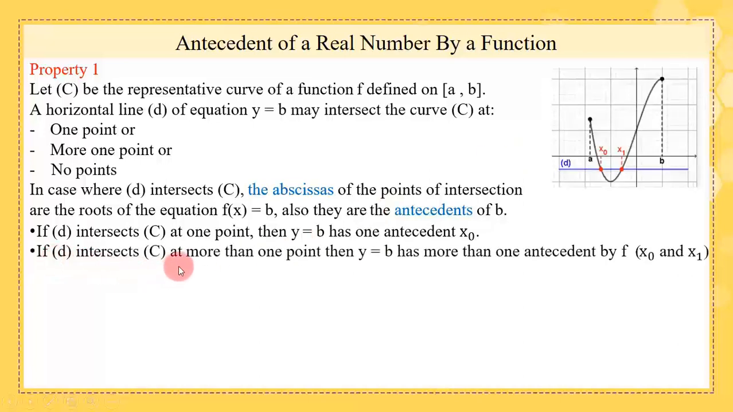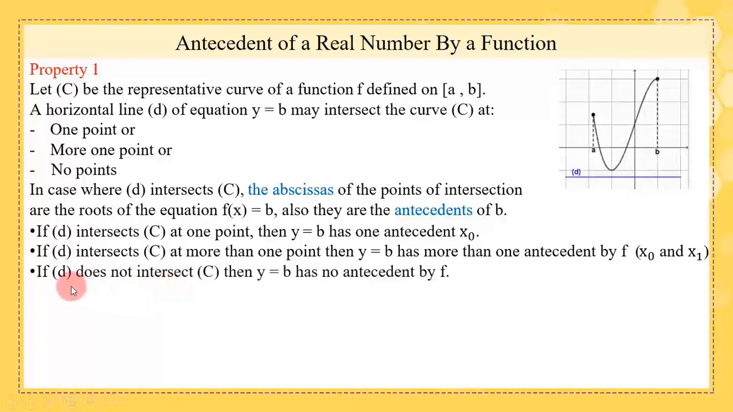If D intersects C at more than one point, then y equal b has more than one antecedent by f. Here, D cuts the curve at 2 points. The abscissas of these points are x0 and x1, so we say that y equal b has 2 antecedents. If D does not intersect C, then y equal b has no antecedent by f, like you see in the figure above.